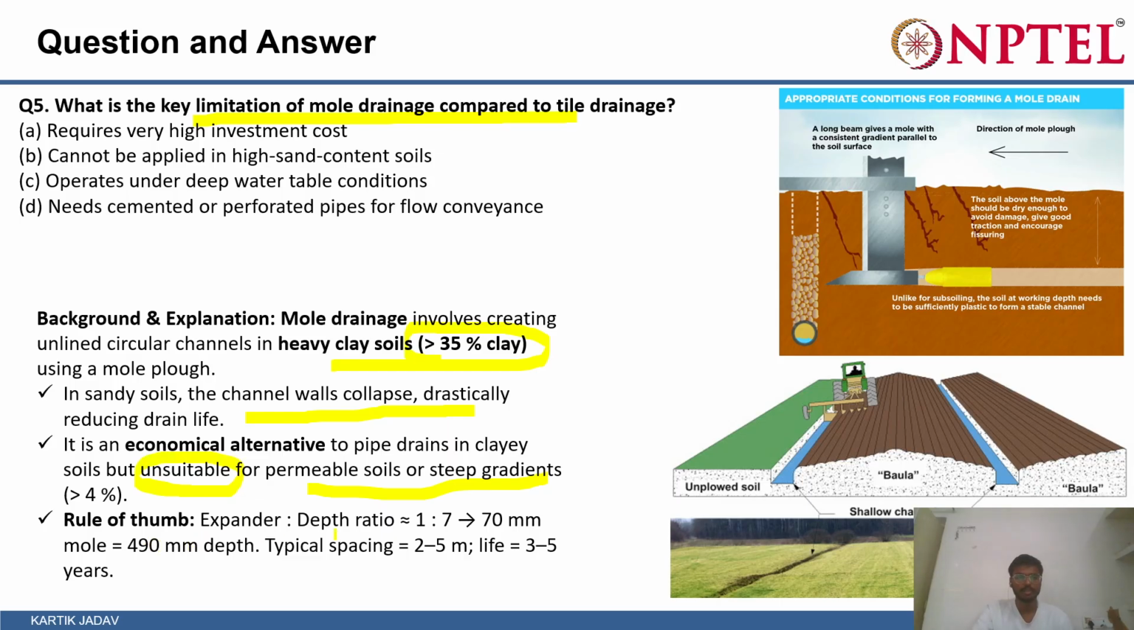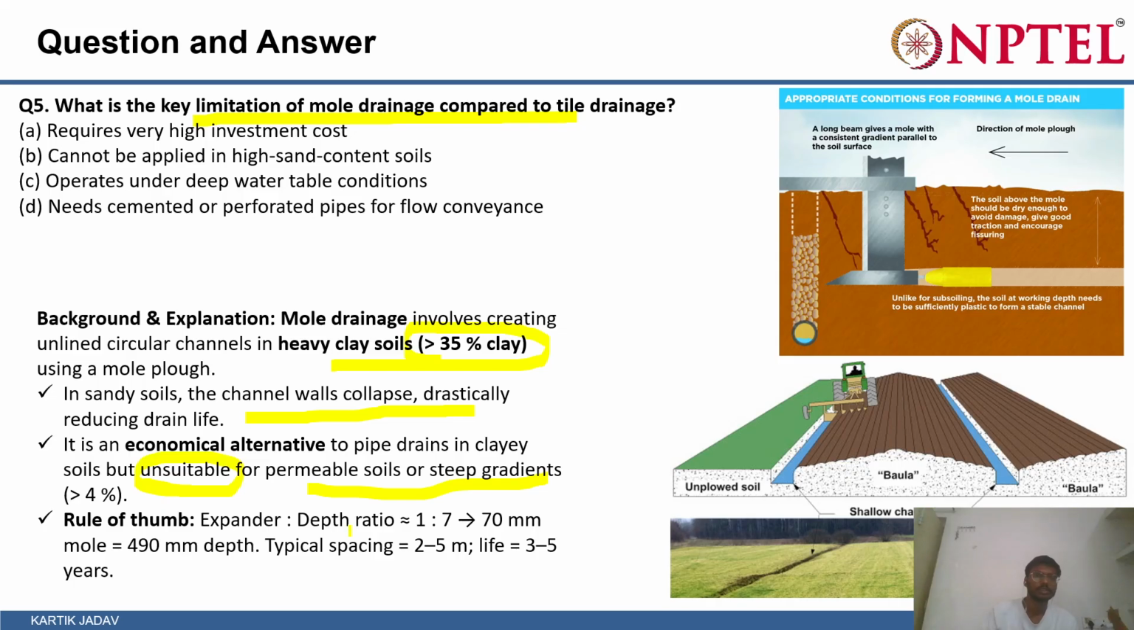The rule of thumb is that the depth to expander diameter ratio is 7 to 1. It means if you have a 70 mm mole, then your depth must be around 490 mm. Typical spacing between mole drains is 2 to 5 meters, and its life is around 3 to 10 years, depending on the soil condition or design discharge you have.